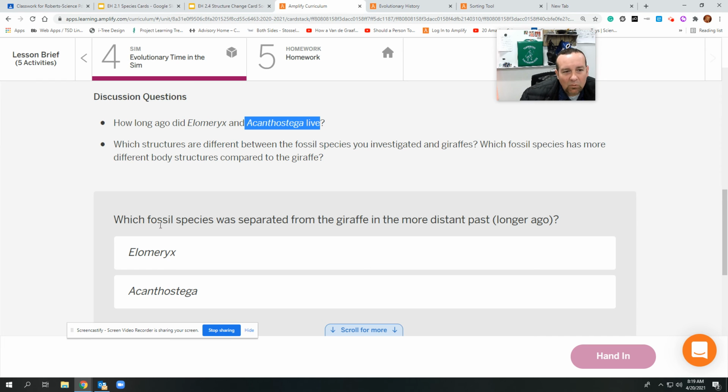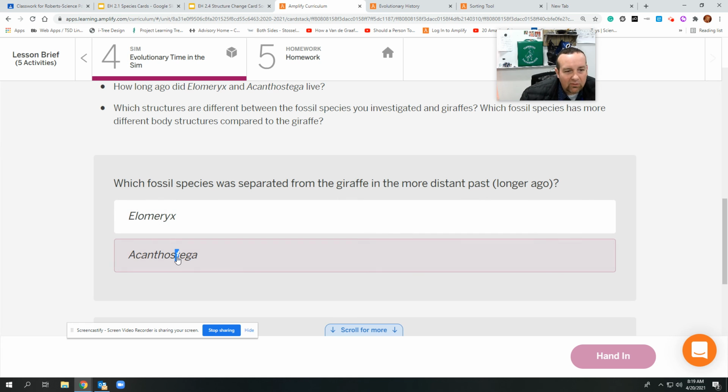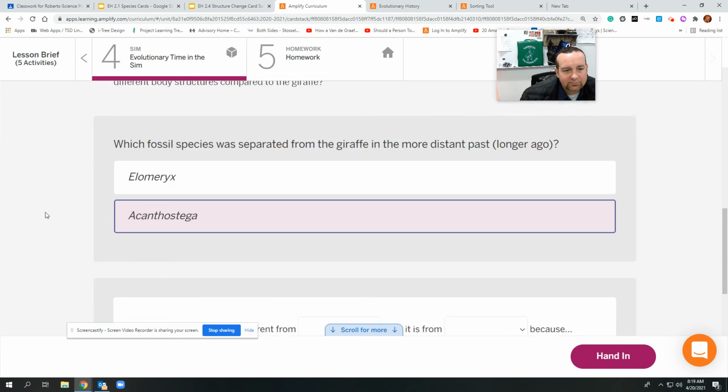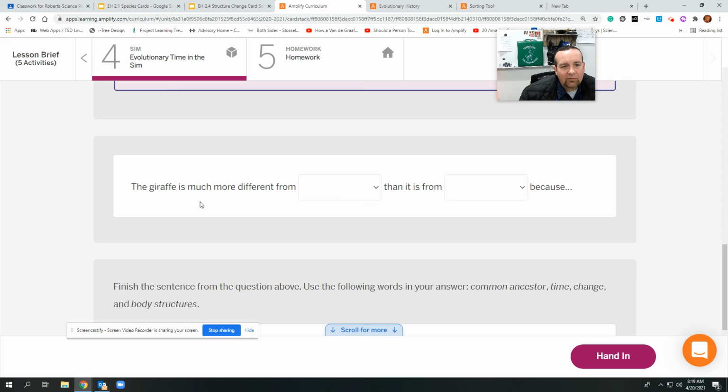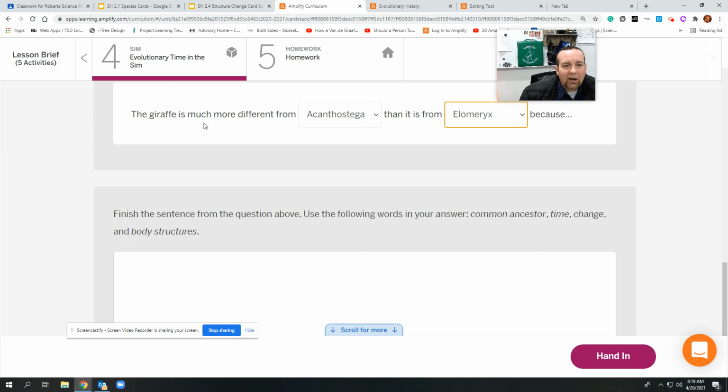So which of the fossil species was separated from the giraffe in the more distant past? Another way of saying that is longer ago. Well, I think we know the answer to that. The giraffe is much more different from what do you think? Probably the fish one, right? The Acanthostega, than from Elamirax.